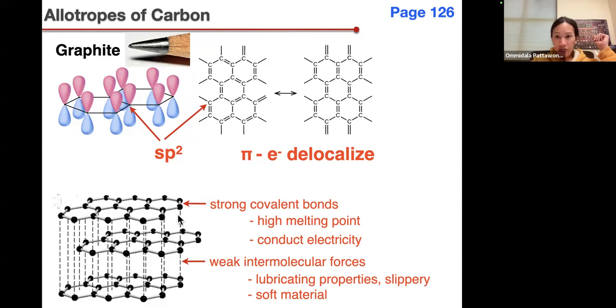This force is not a covalent bond. This is a weak intermolecular force that holds two sheets together. The covalent bond would be that one right there. Okay, so that's a covalent bond right there.